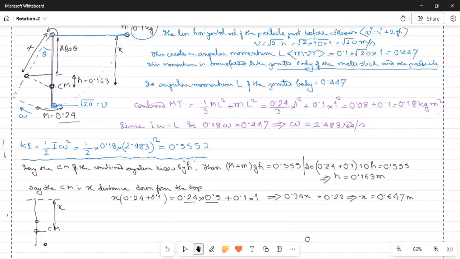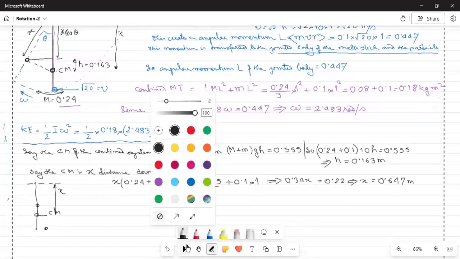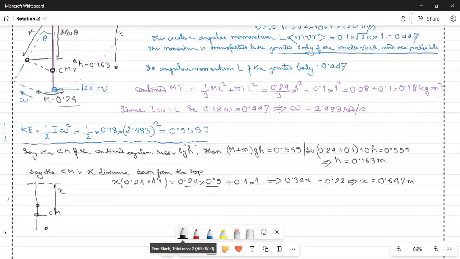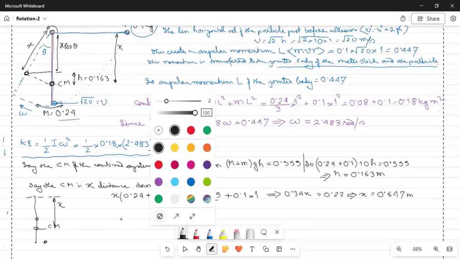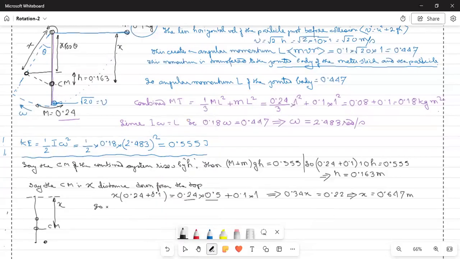Now coming to our original thought, x cos theta plus h. I'll bring in the diagram for you. X cos theta plus h is equal to x. Now we know x, we know h. So from here we get x cos theta is equal to x minus h.